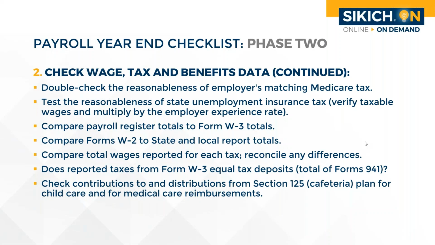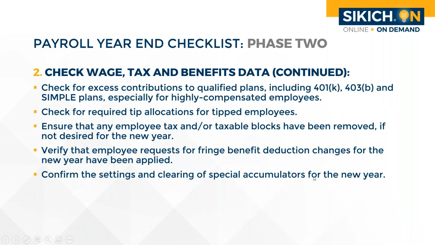Make sure that all of your totals of taxes remitted to the IRS equal your W-3 summary reports. Check and make sure that all of your contributions and distributions from your cafeteria plan items for child care and medical care reimbursements are all done and have been effectively handled. Check and make sure that your excess contributions to qualified plans have been returned. Make sure you're looking at your highly compensated employees. You don't want to risk your ERISA plans.